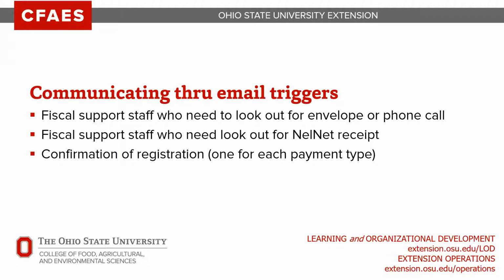And the last type of email trigger you need to think about is the confirmation for the person who has registered. They would get a confirmation email from Qualtrics, and we would set up an email trigger for each payment type you have available on the survey. So if people select that they want to pay by check, they'll get one email confirmation. And if they say they want to pay by NelNet, they'll get a different email confirmation.